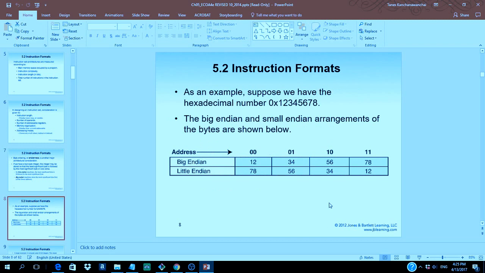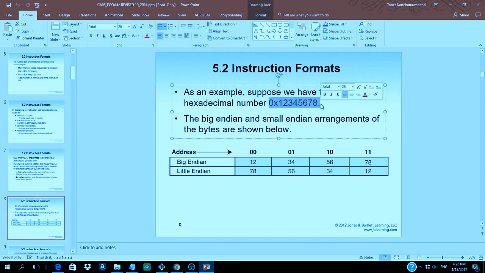For example, we have this hexadecimal number, 12345678. In big endian, it just stores 1, 2, 3, 4, 5, 6, 7, 8. But little endian goes to the least significant first, which is 7, 8, 5, 6, 3, 4, and 1, 2. This is the address location: go to 00 store 78, 01, and 02, I mean 10, and 11. That's little endian.